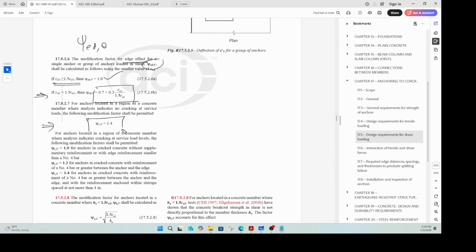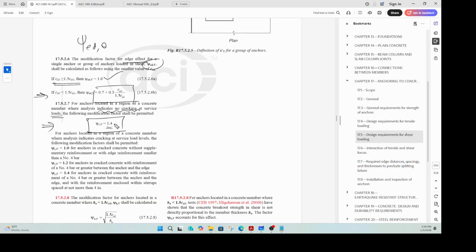Okay, so CCV is 1.4 because the analysis indicates no cracking at service loads. That is in the problem description. So that's why this is 1.4. Okay.